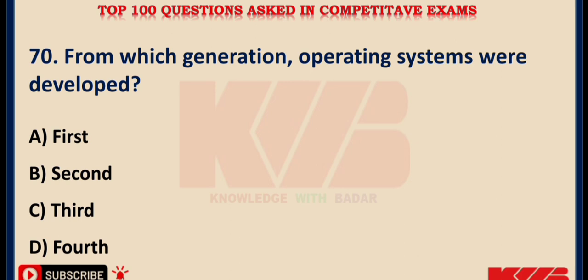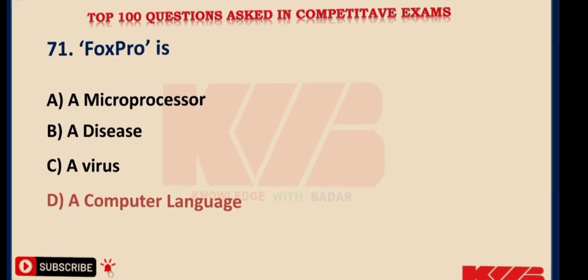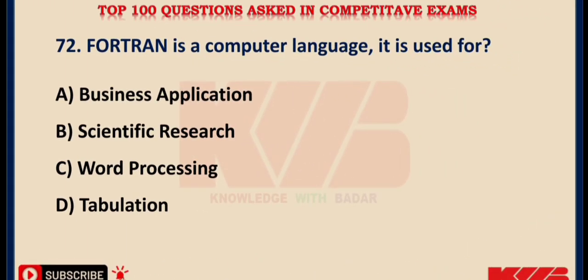From which generation operating systems were developed? First, second, third, or the fourth? Yes, operating systems were developed from the fourth generation. FoxPro is a microprocessor, a disease, a virus, a computer language. Yes, it is a computer language. 72. Fortran is a computer language. It is used for business applications, scientific research, word processing, or tabulation. Yes, it is used for scientific research.